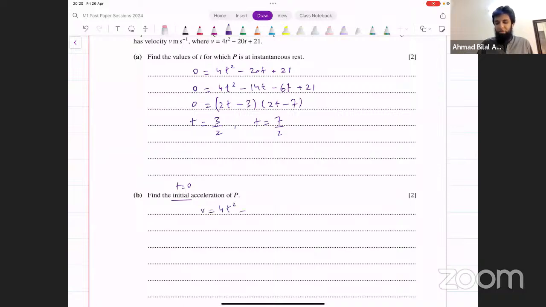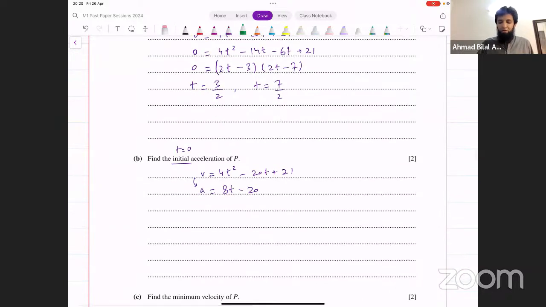So it becomes 4t squared minus 20t plus 21. That's the velocity function. How do you find acceleration? Differentiate. That gives us 8t minus 20. Now you put t equal to 0 in this, and that gives you acceleration equal to 8 into 0 minus 20, which is minus 20. That is the initial acceleration of this particle P. That turns out to be negative 20.